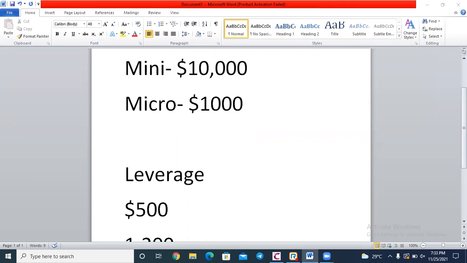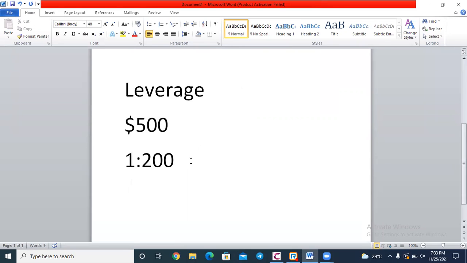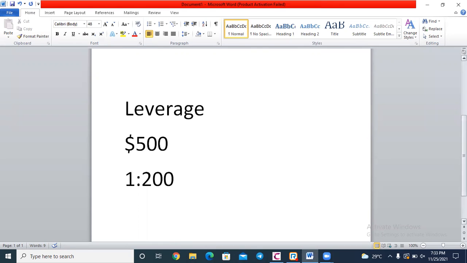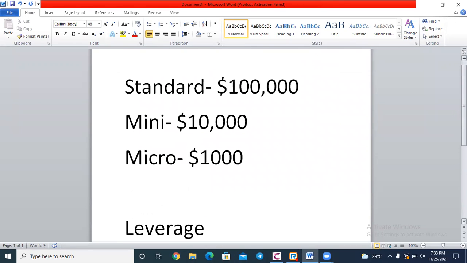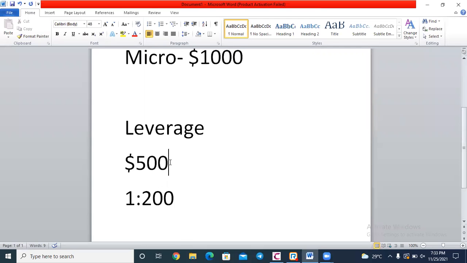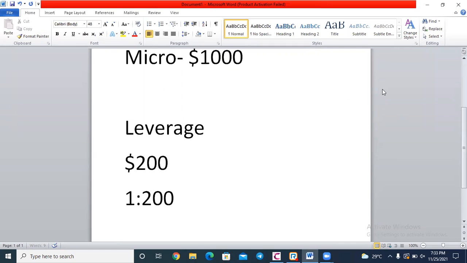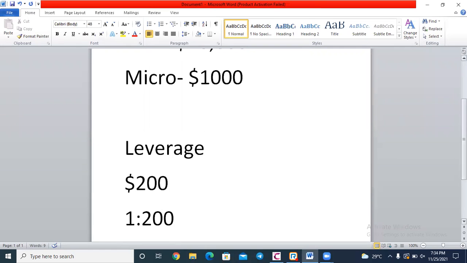So that will be 1:200. Now, let's say I want to operate a mini account of $10,000 and I have just $200 capital. What leverage would I apply for to be able to operate a mini account of $10,000?